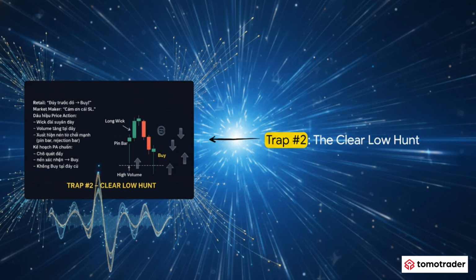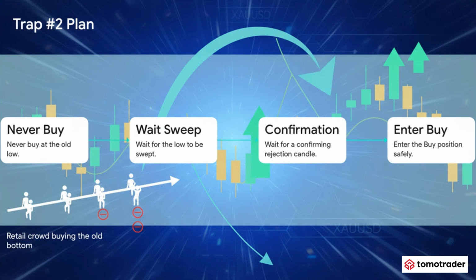Now, this is the exact mirror image of the first trap. You really have to be careful when you spot this on an M15 or H1 chart. What you're looking for is a long, deceptive wick piercing down through an obvious low. You'll probably see a sudden spike in volume right at the absolute bottom, followed by a really strong pin bar or rejection candle. Behind the scenes, here's what's going down.